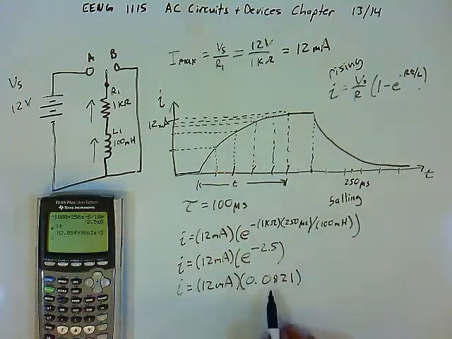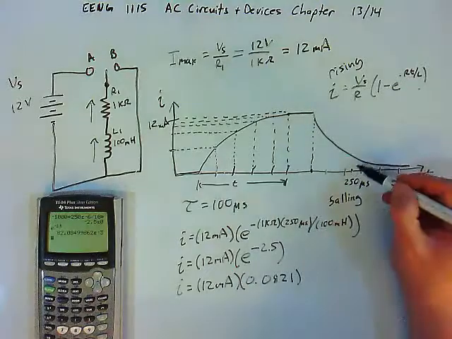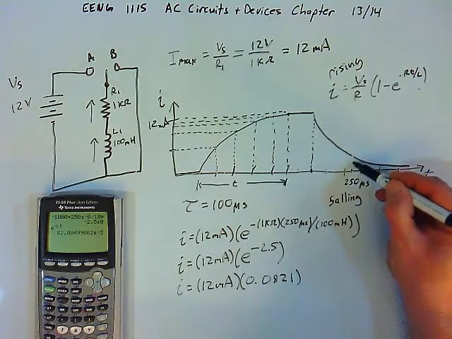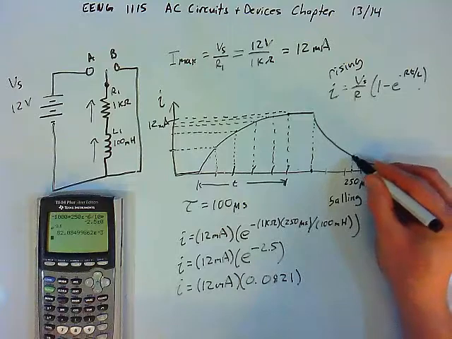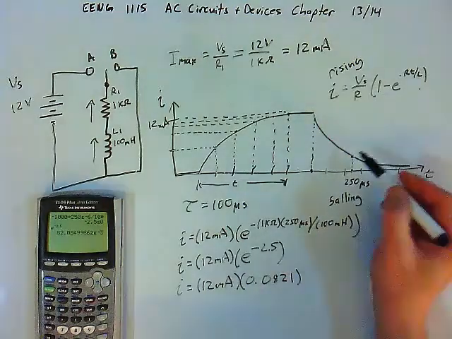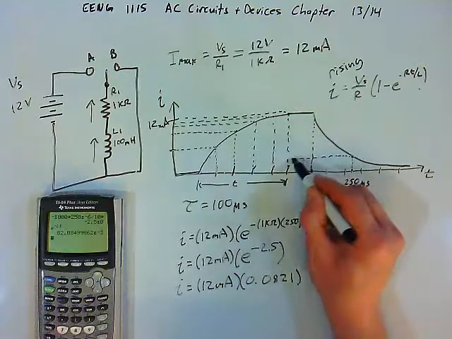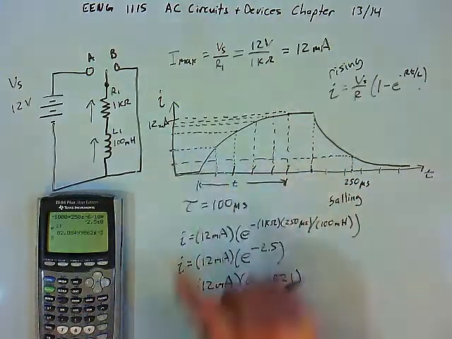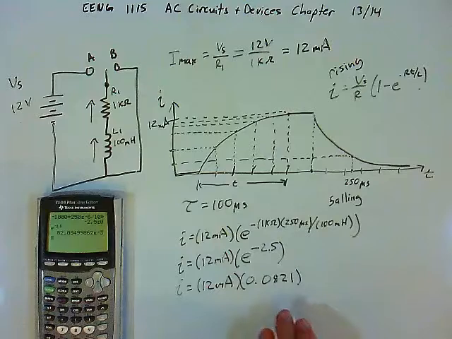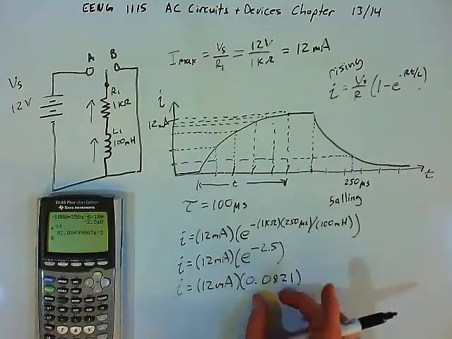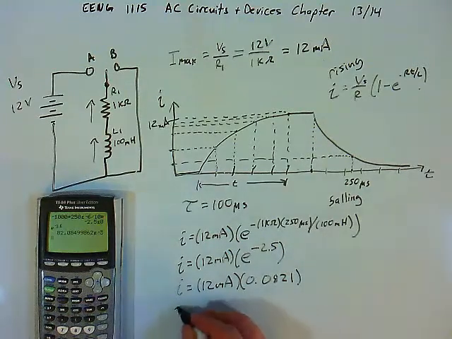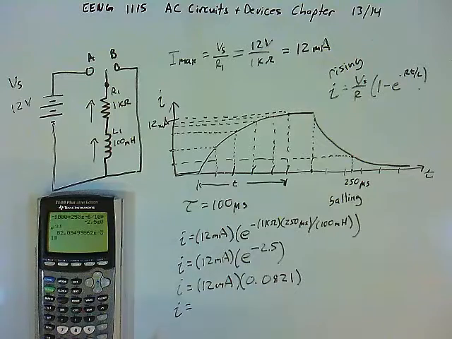And so what this says is that after 250 microseconds, the amount of current flowing in the circuit is only about 8% of the maximum value, right? So if 12 milliamps is 100%, after 250 microseconds we're only at about 8% of that current value. And so the instantaneous current will be 12 milliamps times 0.0821.